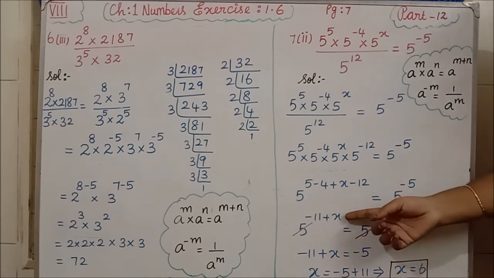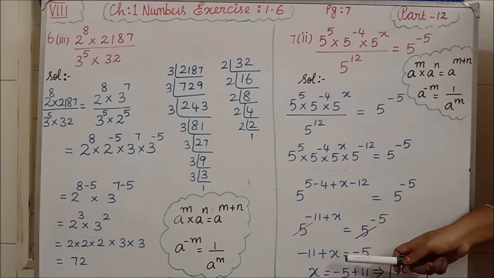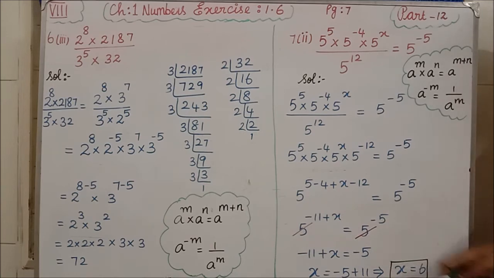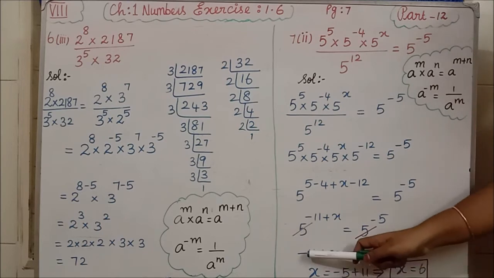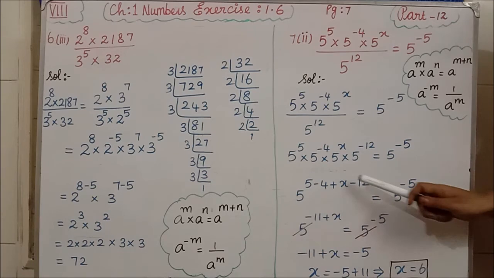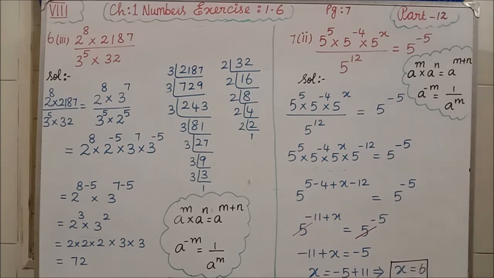Then what is left after cancelling? We are having minus 11 plus x in the LHS part is equal to, in the RHS part, minus 5. I need only the x value, isn't it? So I am keeping the x alone on this side. I am taking the minus 11 to the right hand side. When it comes to the right hand side it will become plus 11. 11 minus 5 is what? 6. Therefore, x is equal to 6. That is the value. Clear all of you?